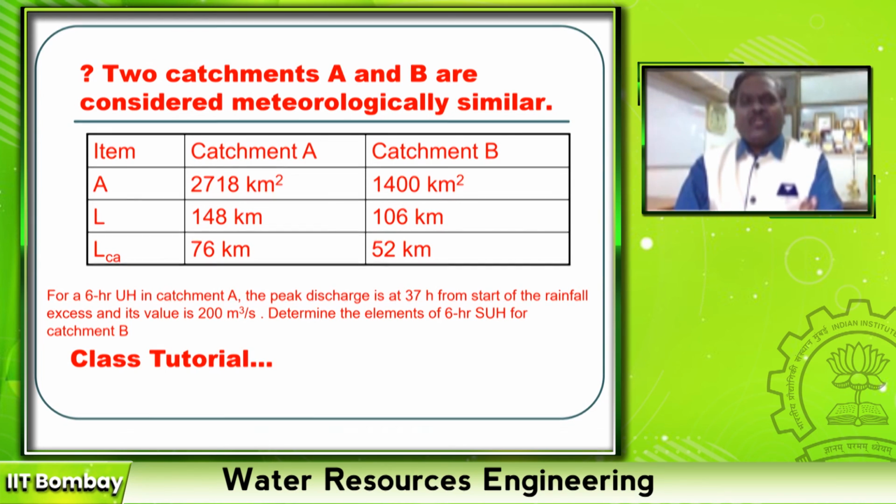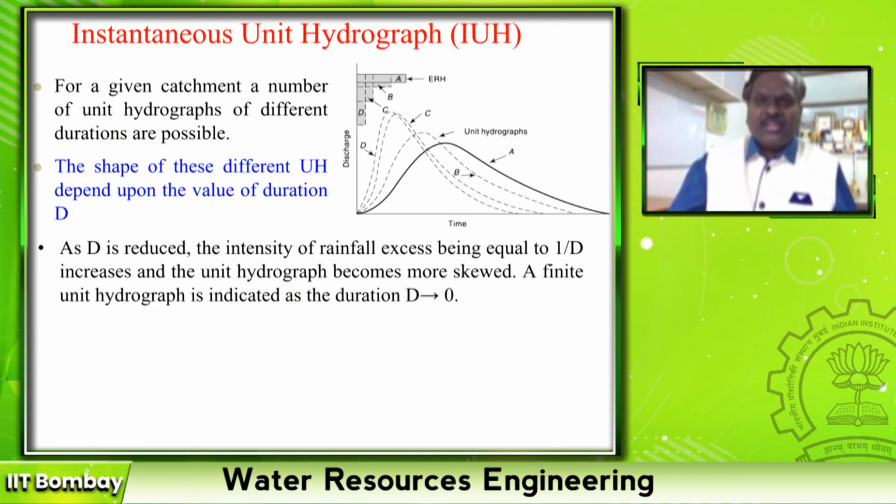Whatever it did, what will happen to the shape of the unit hydrograph when the rainfall is instant? That means rain has fallen with no time. That means duration tends to 0. Here you can see this is unit hydrograph of D hours. Then I am reducing the D hours. So finally there will be a time when duration tends to 0. That shape of the unit hydrograph is called as instantaneous unit hydrograph.